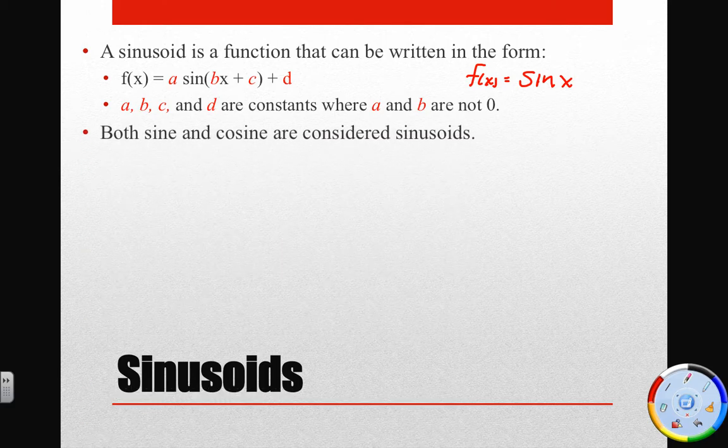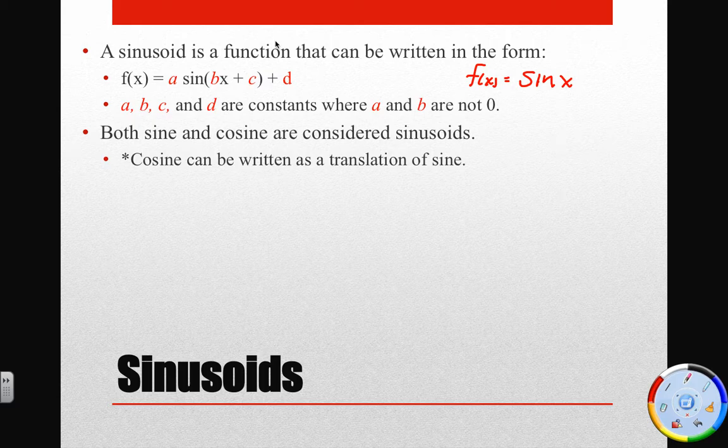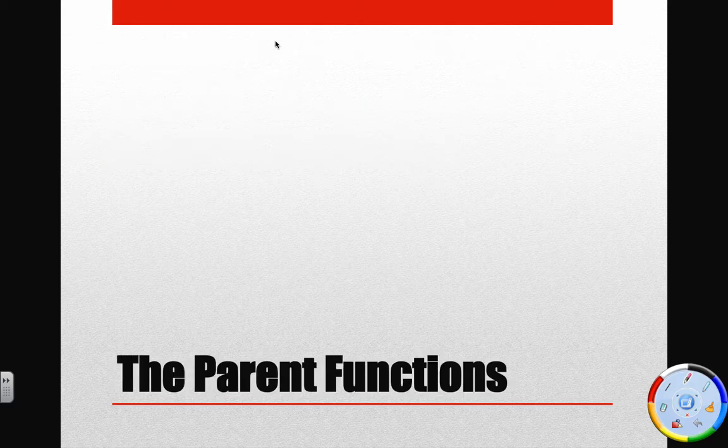As we'll see in a little while, sine and cosine are both considered sinusoids, because they're basically the same graph, only cosine is kind of a translation. It's shifted left or right from sine. So let's start with the parent functions, either sine of x or cosine of x.